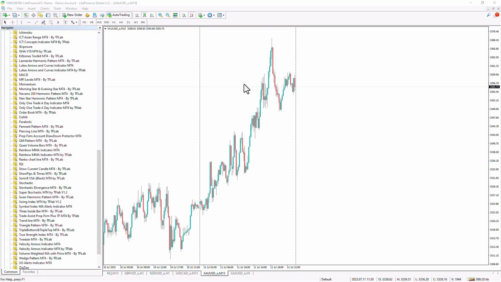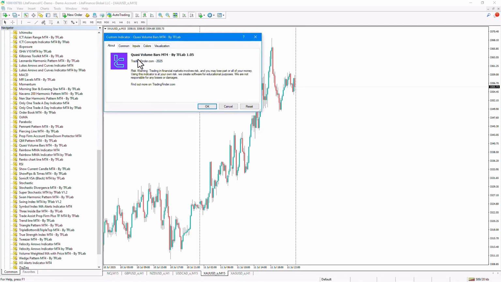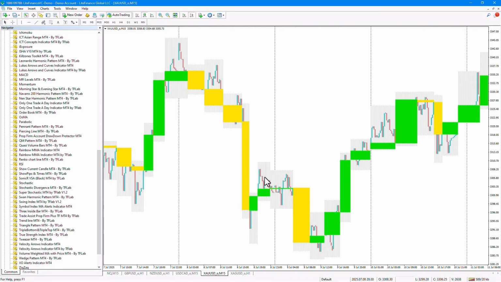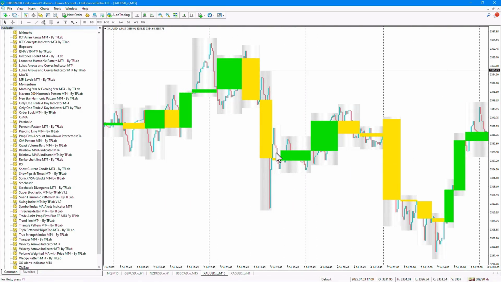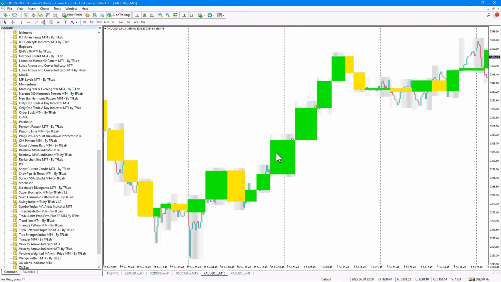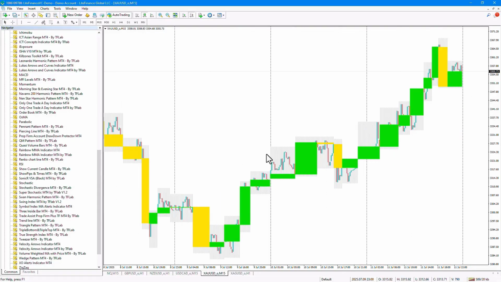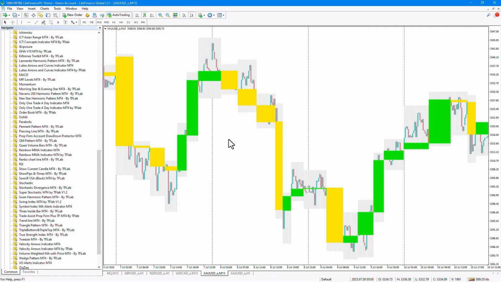From the Navigator section, select the indicator file and drag it onto the chart to run the indicator. Once the indicator is placed on the chart, it starts displaying the bars based on longer time frames. Traders can easily identify long-term trends in the market using this indicator and conduct their analysis directly on the chart.